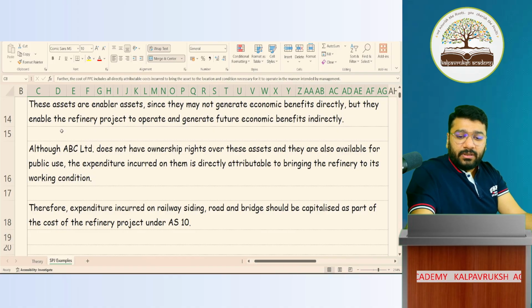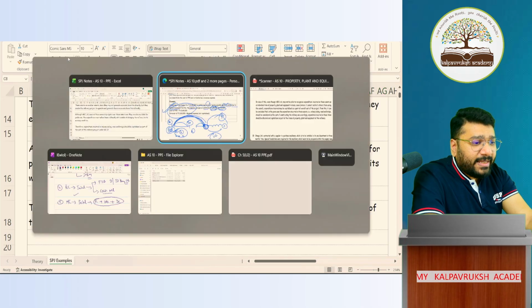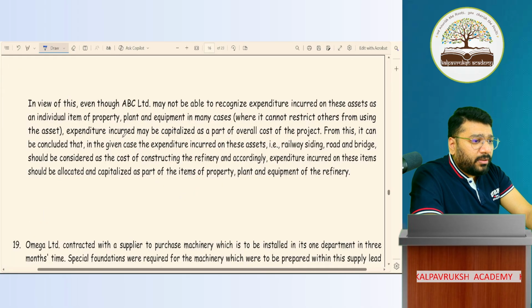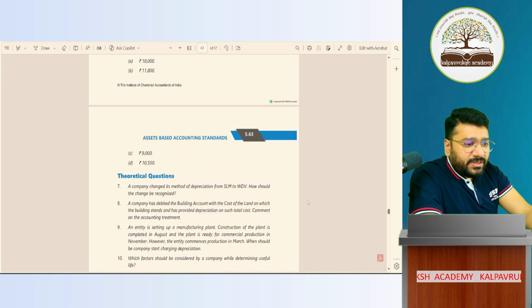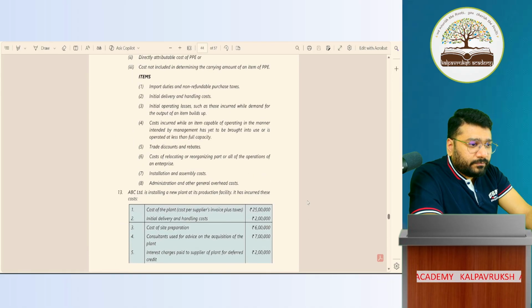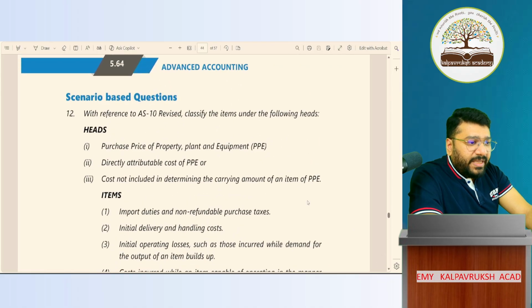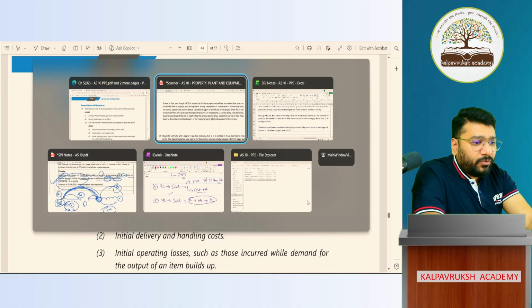Now, the next question is practical question 12 of your ICAI module. So go to your ICAI module. You have scenario based questions at the end. Page number 5.64. 5.64.